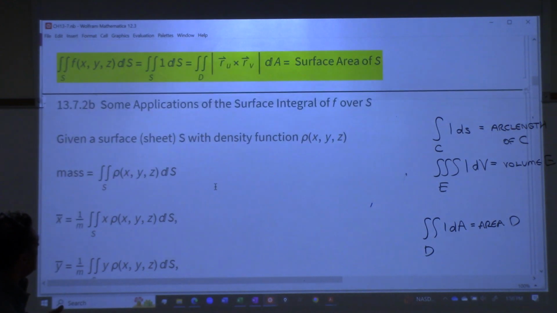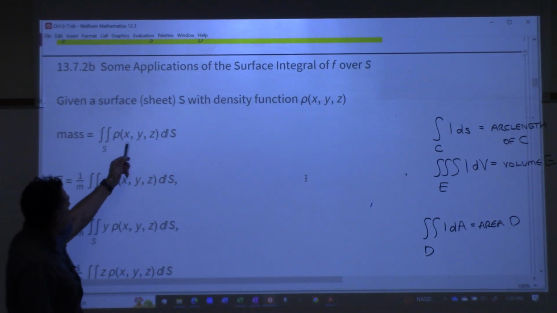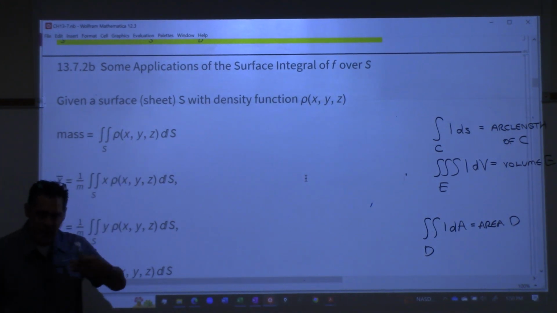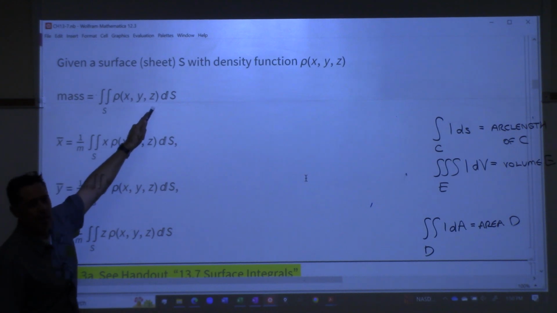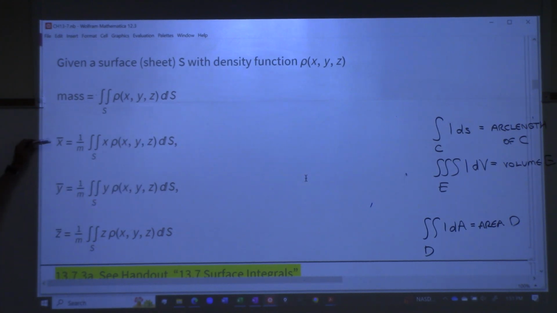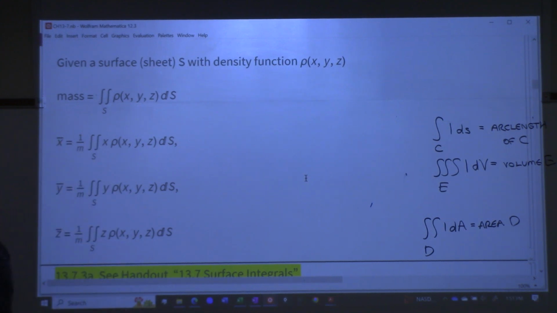All right, some other applications, and I'm not going to do any examples, but again, the common theme: if the scalar function in here is the density function, then you can calculate the mass by doing that integral, and then you can find the center of mass, x bar, y bar, z bar, by computing these double integrals. It's all tied into what we talked about before. But now you're talking about a surface with a density as opposed to a curve with a density.